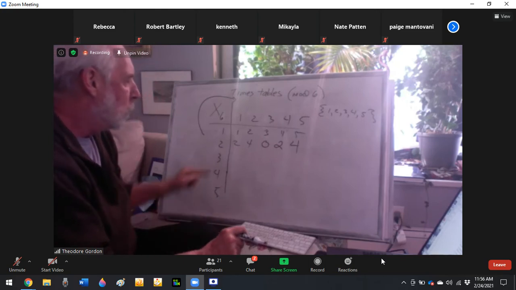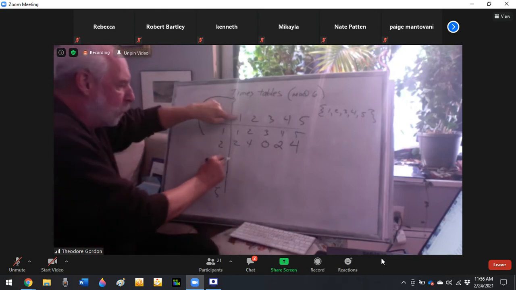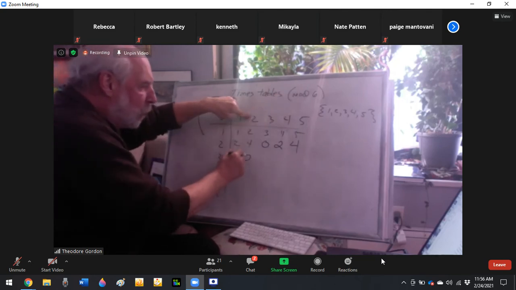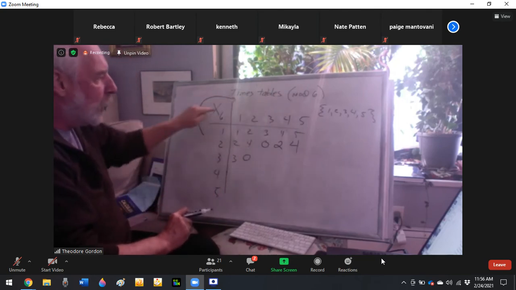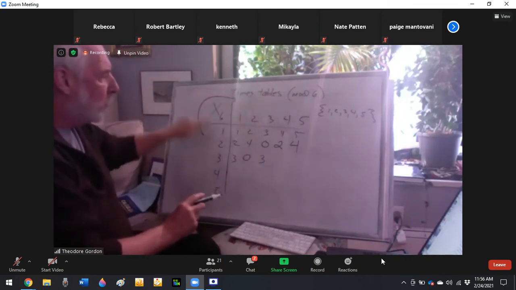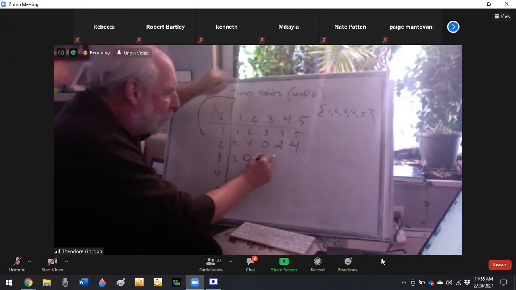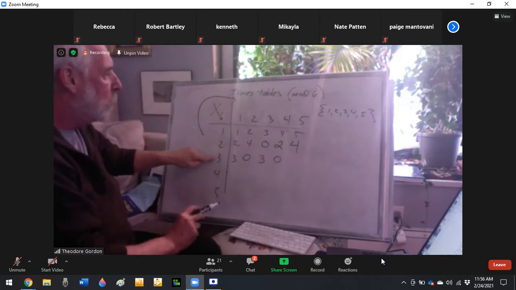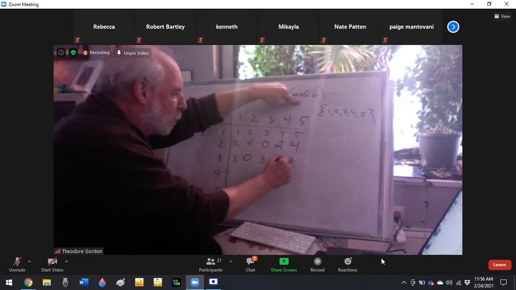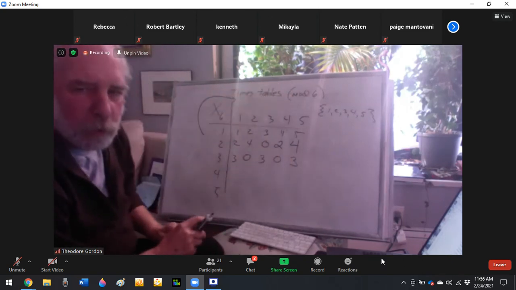Well, let's try threes. 3 times 1 is 3. 3 times 2 is 6, divide by 6, remainder 0. 3 times 3 is 9, divide by 6, remainder 3. 3 times 4 is 12, divide by 6, you get 0. 3 times 5 is 15, divide by 6, and you get 3. So that row is even worse.